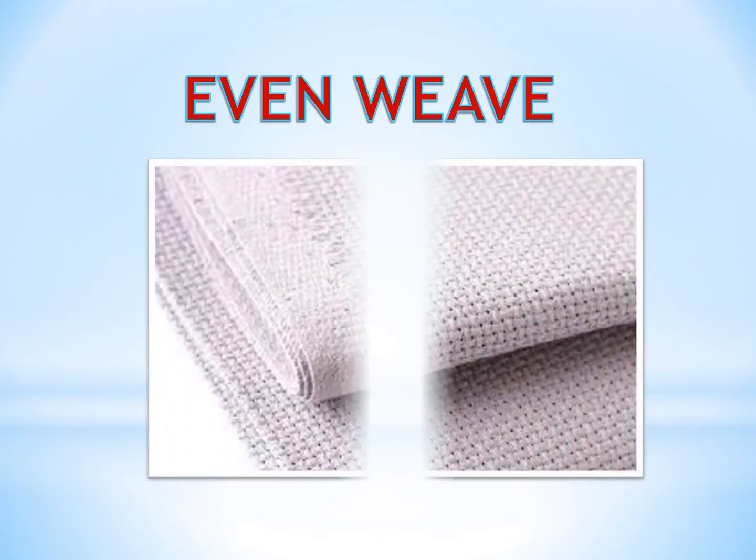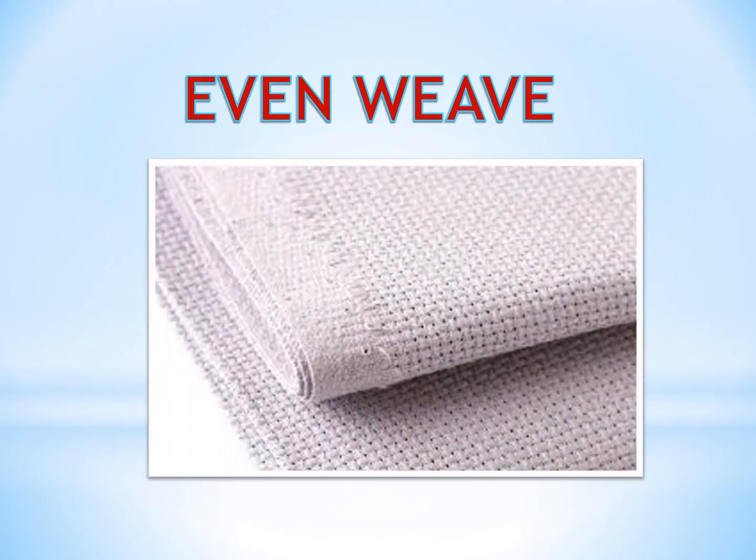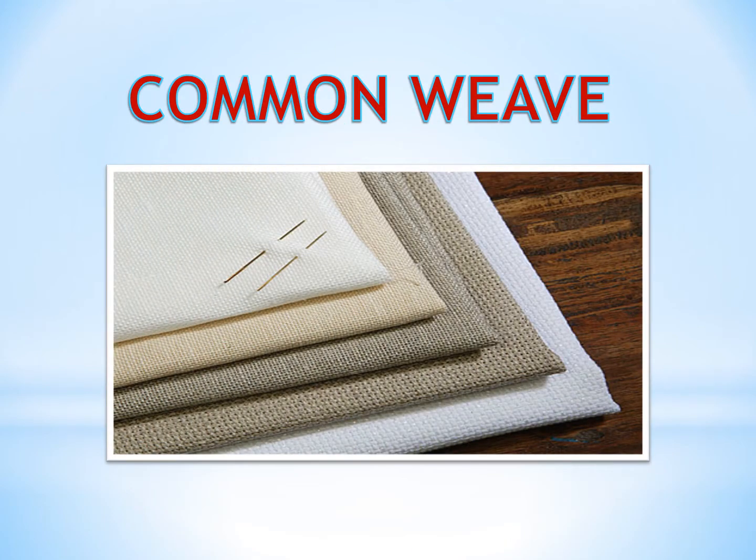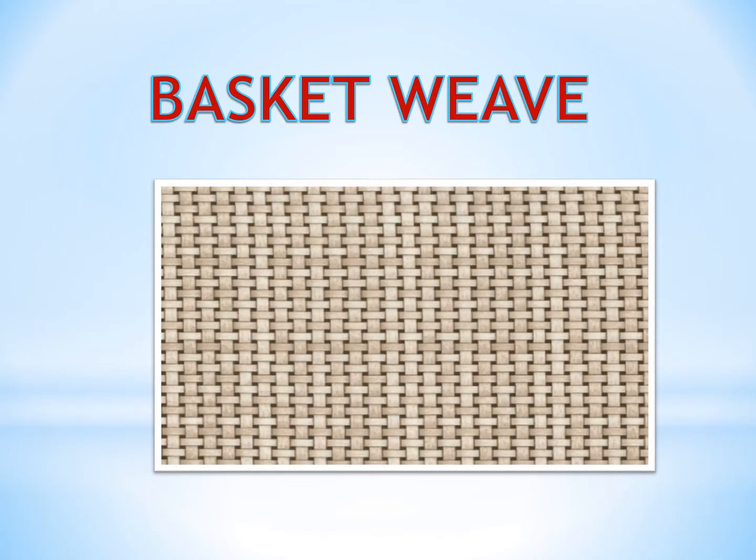Even weave is any textile where the warp and weft threads are of the same size. Common weave has the same diameter, warp, and shot wires woven in a simple over and under pattern. What is basket weave? It is a group of warp and weft threads that are interlaced so that they form a simple crisscross pattern.